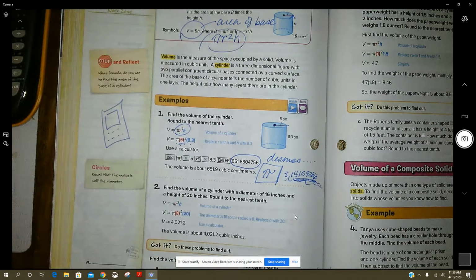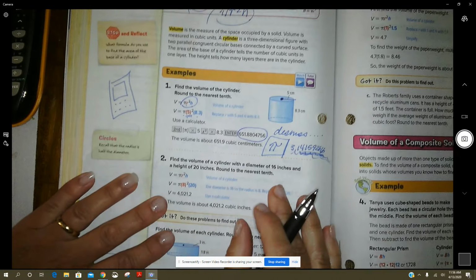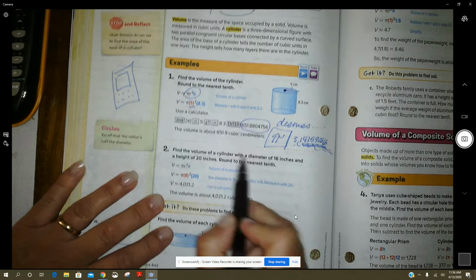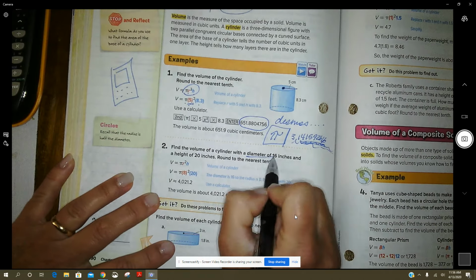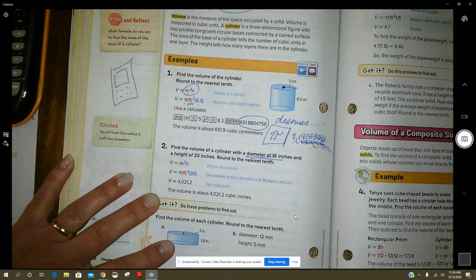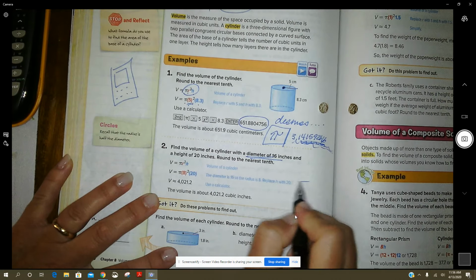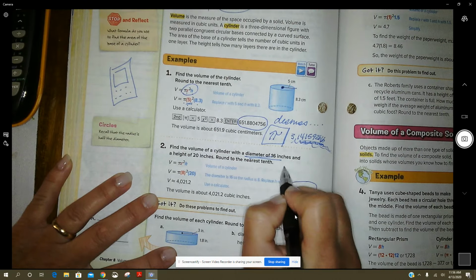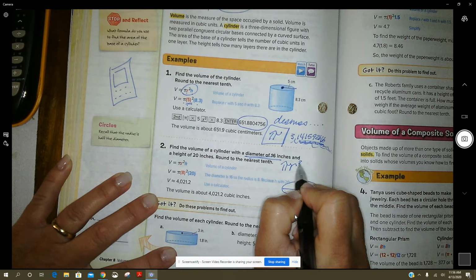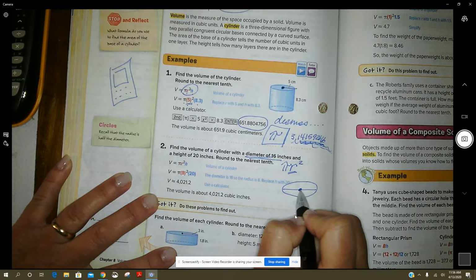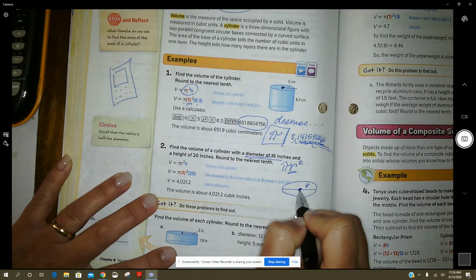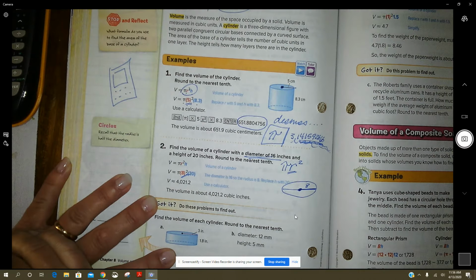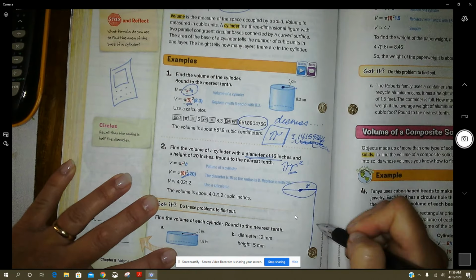So your decimal points are really going to matter this time. Okay, if you take a look at example number 2, it says there's a diameter of 16 inches. This is the other thing you have to be careful with. A diameter goes all the way across, and the formula says pi r squared, so you're going to have to cut that in 2. The radius is only 8. That's why they use an 8 squared. And then the height, of course, was 20.